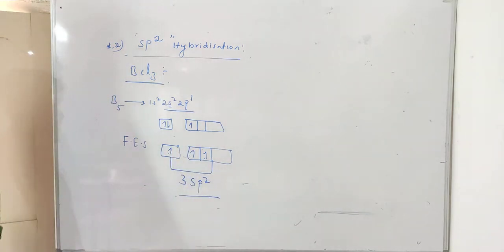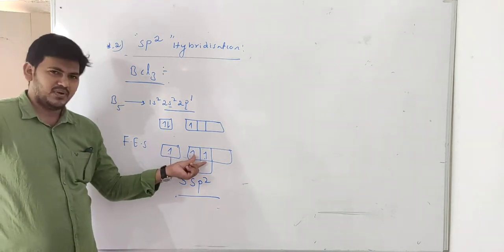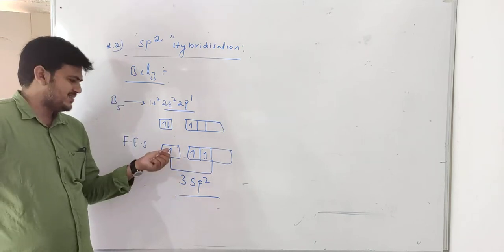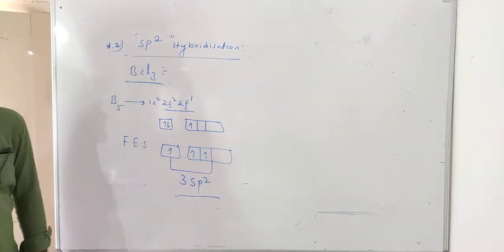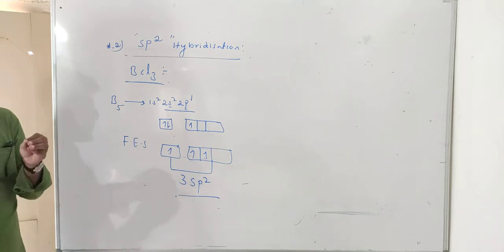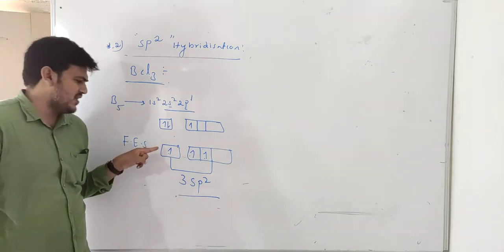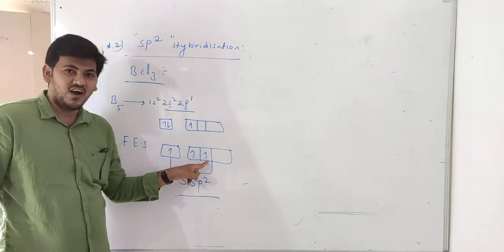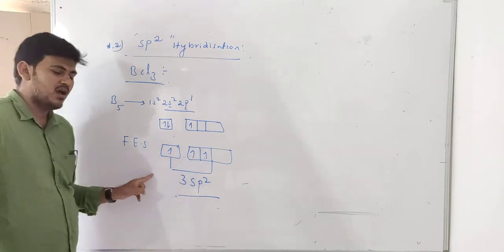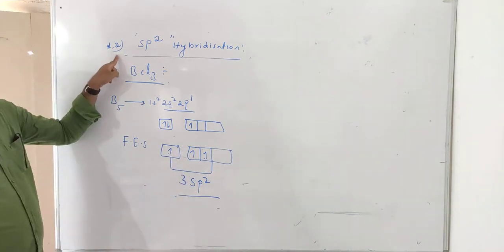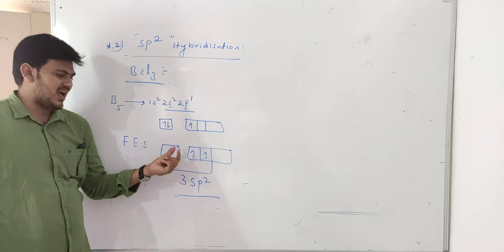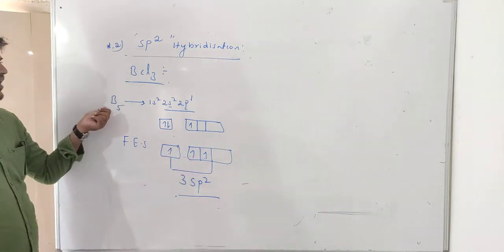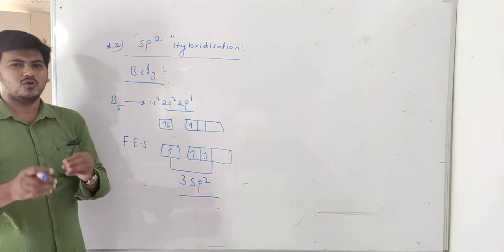So we get 3 sp2 hybrid orbitals. The intermixing of one s orbital and 2 p orbitals gives a total of 3 orbitals. So finally, sp2 hybridization means the intermixing of one s orbital and 2 p orbitals of the outermost shell of an atom. That is the simple definition of sp2 hybridization. So the boron atom is done.